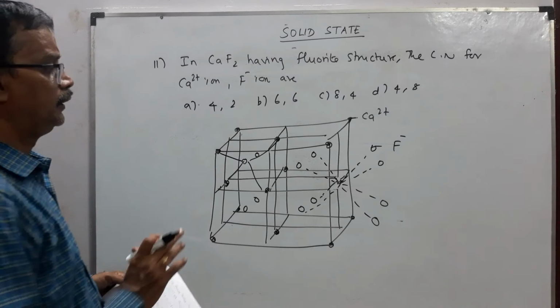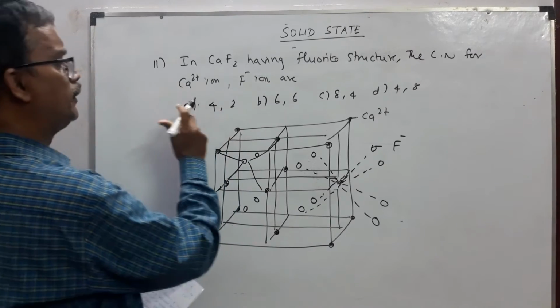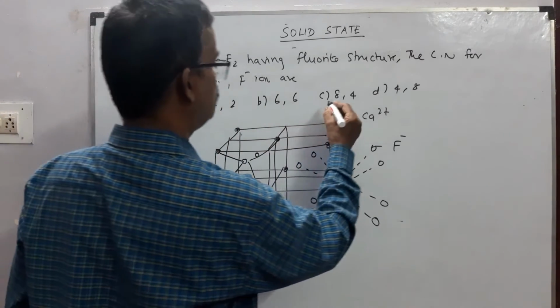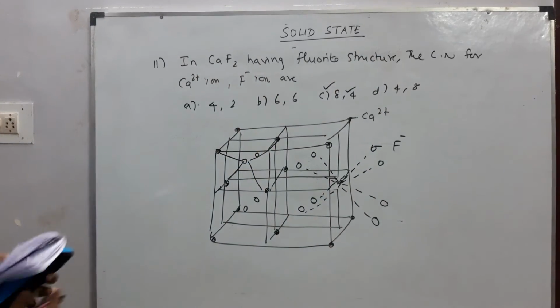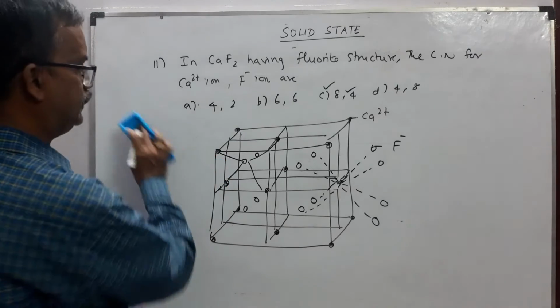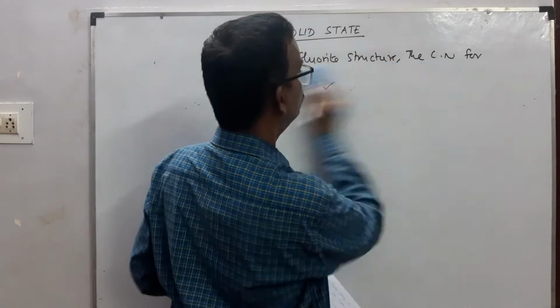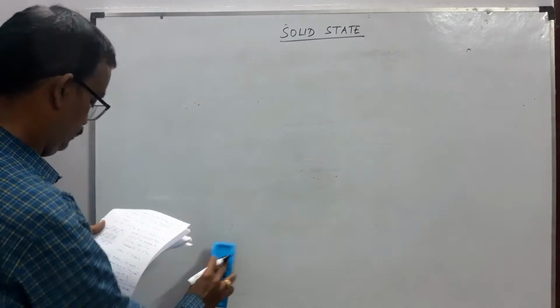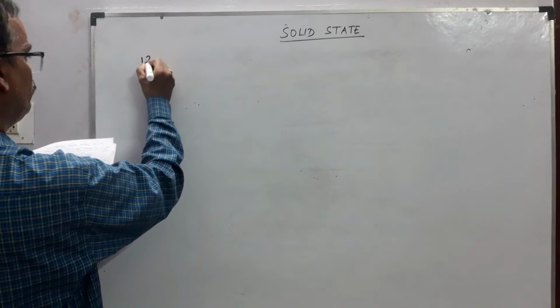Okay. So the coordination number for calcium ion is 8, and for fluoride ion 4. So option C. Okay. Next. Next question.